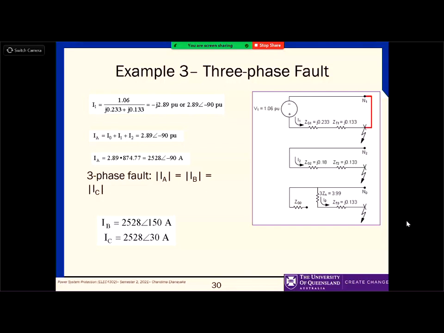Because all 3-phase currents and voltages are forming a 3-phase system, it is easy to do the calculations. Once you find the I1, then you can find IA, which is 3 times the current that you found here. And then I think there is a mistake here. Sorry. Because this is the addition of these 3 currents, it can't be the same as this. I will correct it.